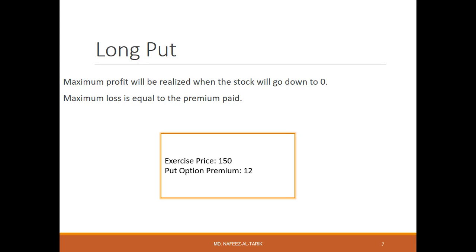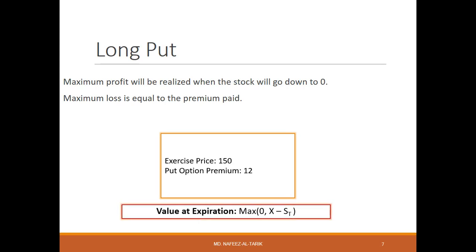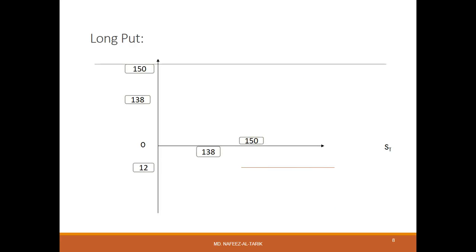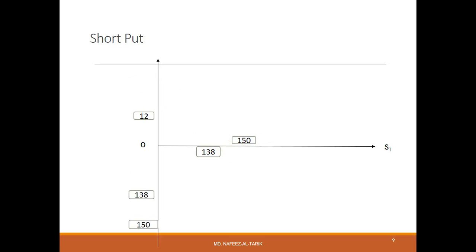The exercise price is 150, and the put option premium is 12. So the maximum loss that can occur is 12. The value at expiration is the maximum of 0 and exercise price minus underlying price, whichever is higher. In case of a long put, you will exercise the put option whenever the underlying price is below 150. The break-even price is 138. Below 138, you will have profit. But if the underlying price is above 150, you will not exercise the put option.